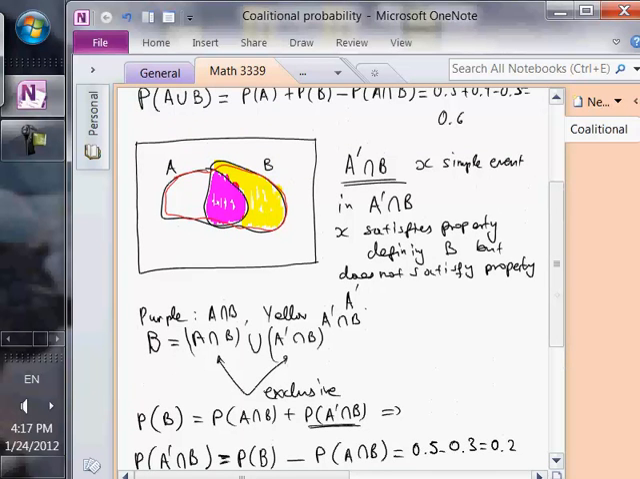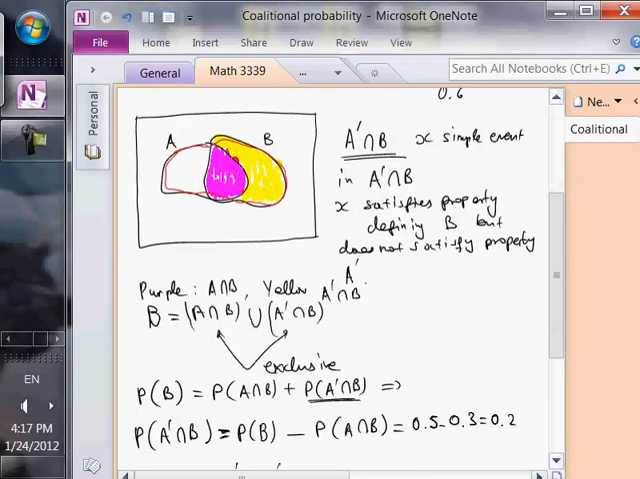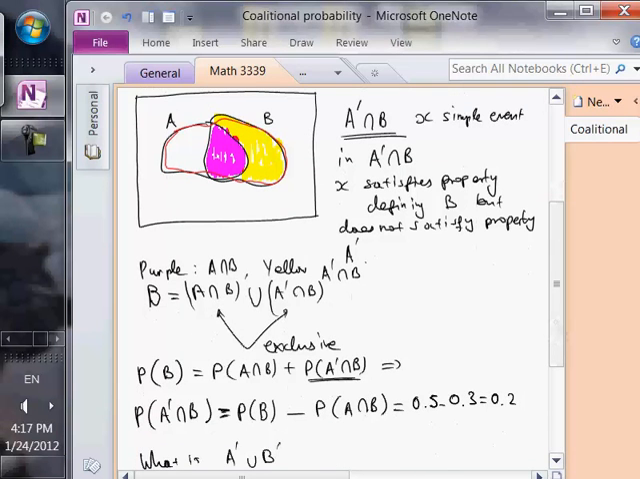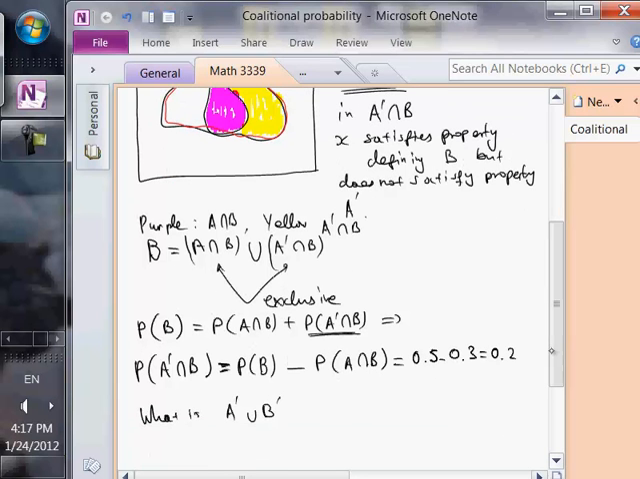Everything outside of what? Outside of the union. So what is the union? The union is an OR, okay? So let's put OR here.